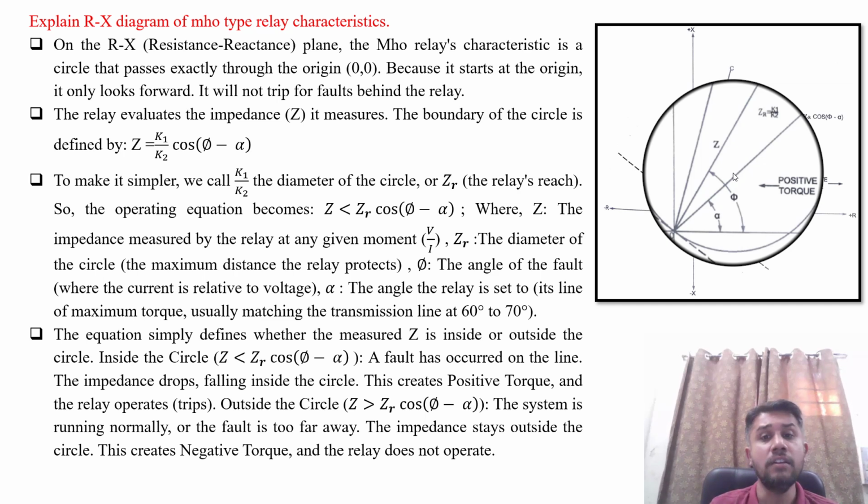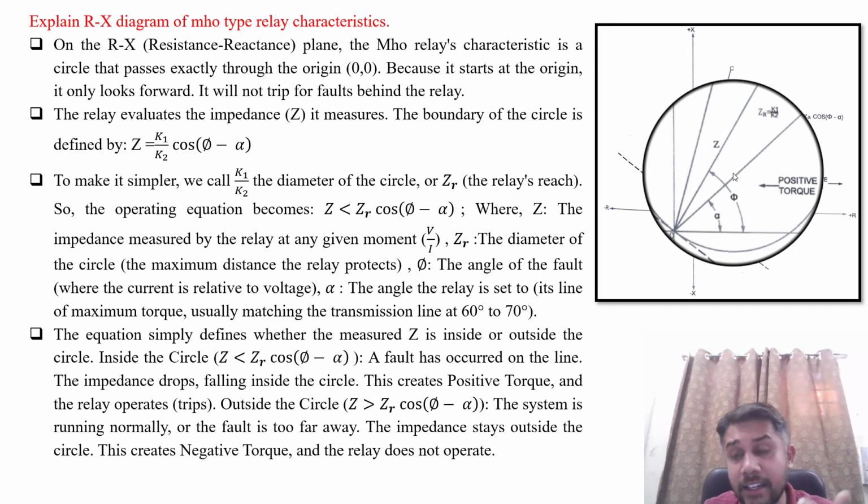Phi is the angle of the fault, where the current is relative to the voltage, that is, the angle of the impedance, or the power factor angle. Alpha is the angle the relay is set to, that is, the line's maximum torque angle, usually matching the transmission line at 60 to 70 degrees. The equation simply defines whether the measured impedance Z is inside or outside of the circle. Inside the circle, Z is less than ZR cos phi minus alpha.